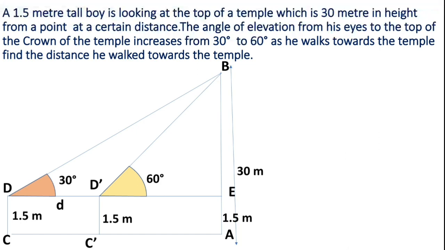Now observe that if AE is equal to 1.5, we know the total length of AB. AB length is 30 meters. The height of the temple is 30 meters. From that we have to subtract this 1.5, then we get BE length. Now BE length becomes 30 minus 1.5, that is nothing but 28.5 meters. So this is the given data.